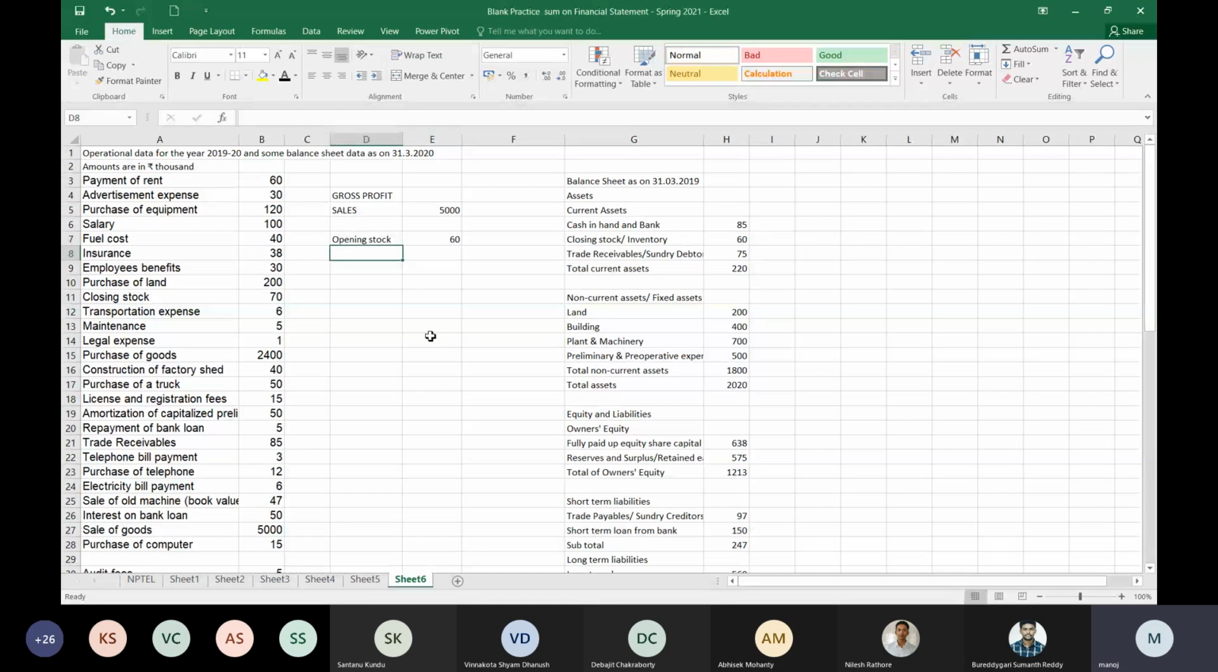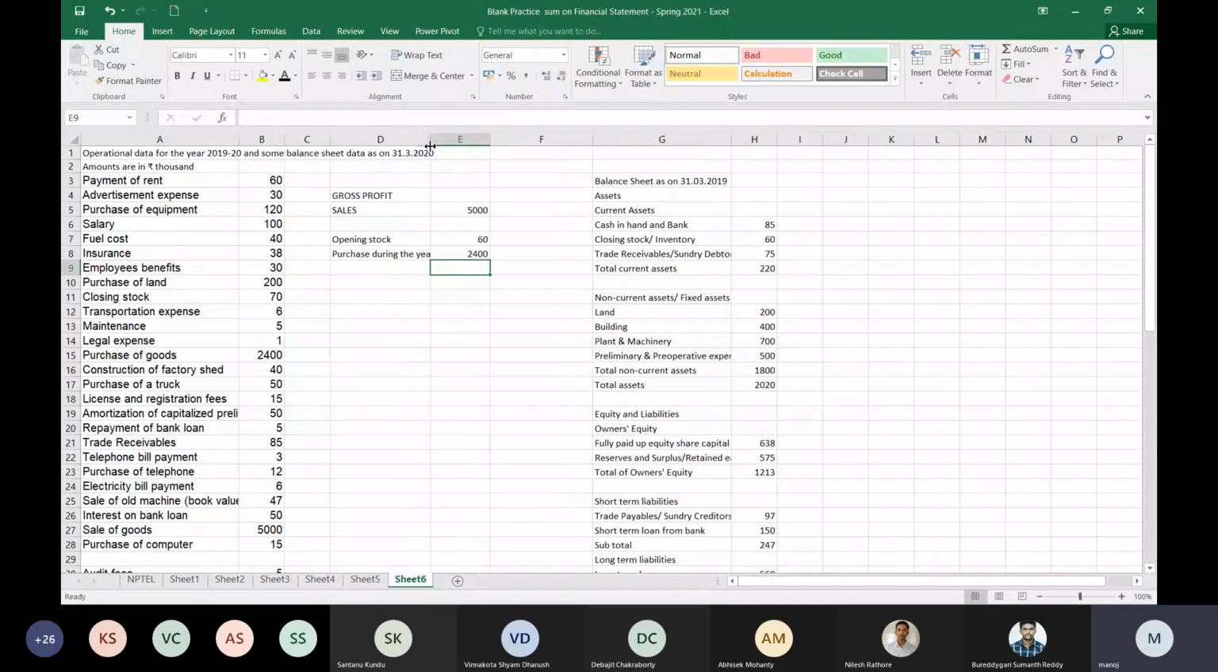Now you started the business on the 1st of April with the opening stock. Now you have purchased many stock during the year. So you write purchase during the year. How much did you purchase? You just pick up the data from here. Purchase of goods is here. So 24,000 comes straight.